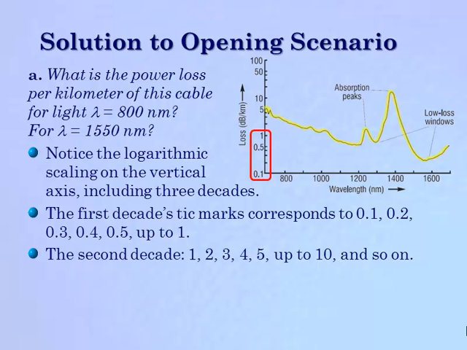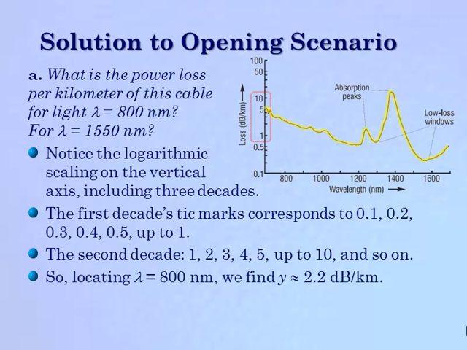The second decade tick marks correspond to 1, 2, 3, 4, 5, and then jumps up to 10. And you can see here that the next decade would be 10, 20, 30, 40, 50, up to 100. So now we're ready to read that graph just like we do any graph. So you find 800 nanometers on the x-axis and go over to the y, and we'll see that we're just above the second tick mark, which we know means 2. So we're going to estimate about 2.2 decibels per kilometer loss at 800 nanometers.